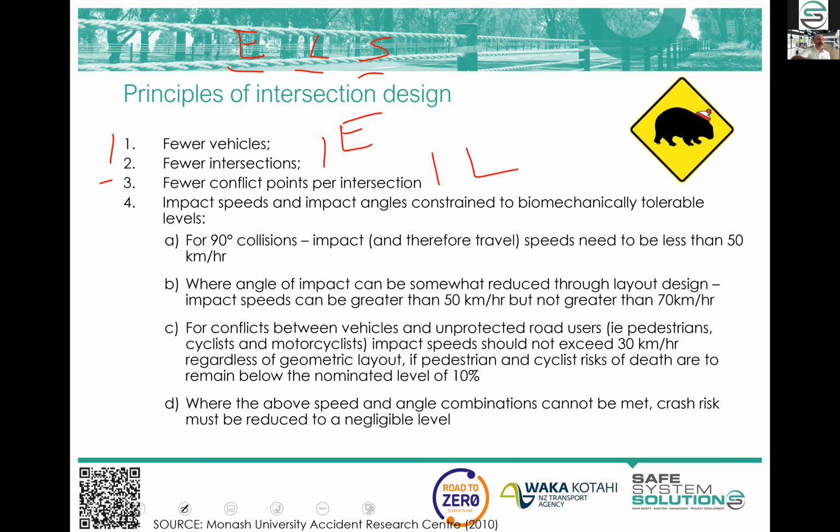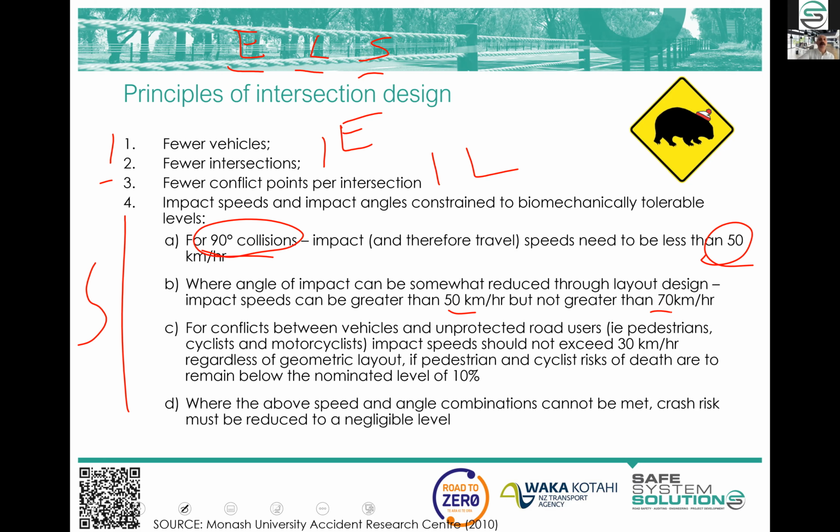Then we start to see number 4 here, severity factors. And this is back to our biomechanics of injury, human tolerance to physical force. And we're seeing there that sort of 90-degree crash. We're looking at that 50 kilometers per hour. And this is for passenger vehicle to passenger vehicle. If you can get more angle on it, you can maybe go somewhere above 50, but certainly below 70.